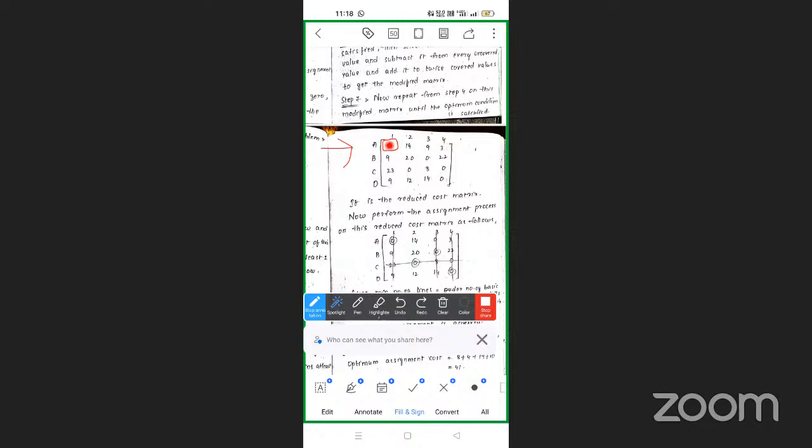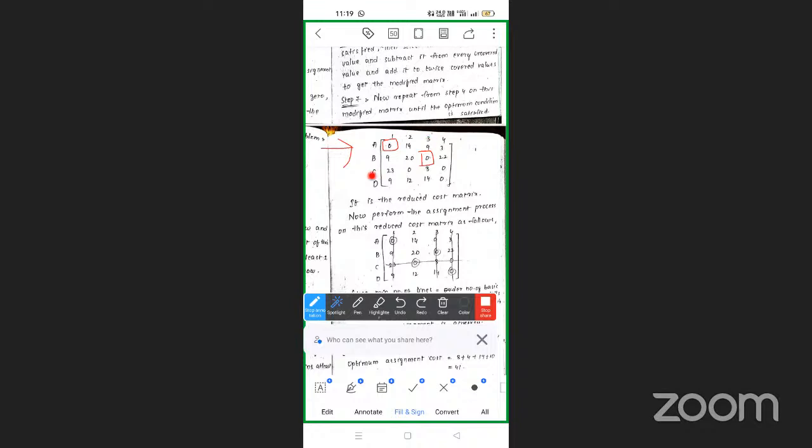Mark the single zero and cross out any other zeros in that column. In the first column, there are no other zeros. So we proceed to the second row. The second row has only a single zero, so we mark that zero and cross out any zeros in that column. In the third column, there are no other zeros.